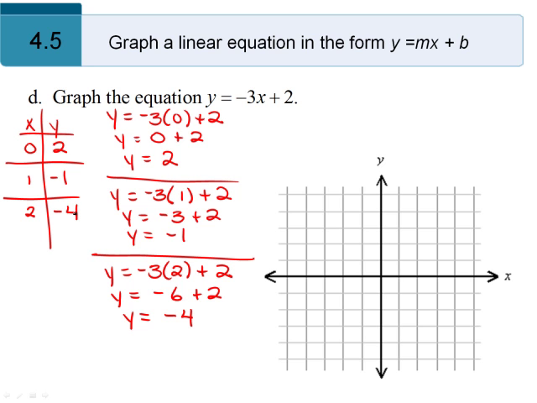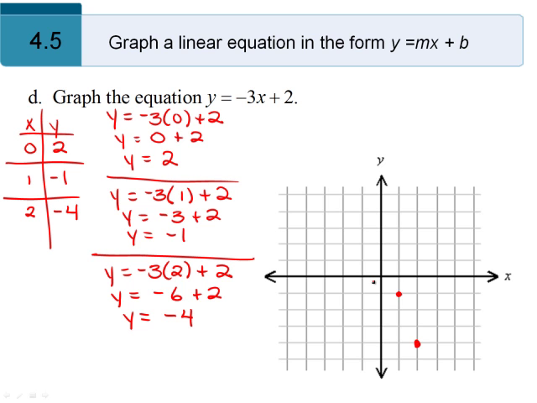Let's do the other ordered pairs first, okay, just to see how it's going to fit right in the puzzle piece. All right, so we have (1, -1). I need to go to the right 1 and down 1. Okay, and then I'm going to do the (2, -4). So I have to go to the right 2 and down 4. 1, 2, 3, 4.